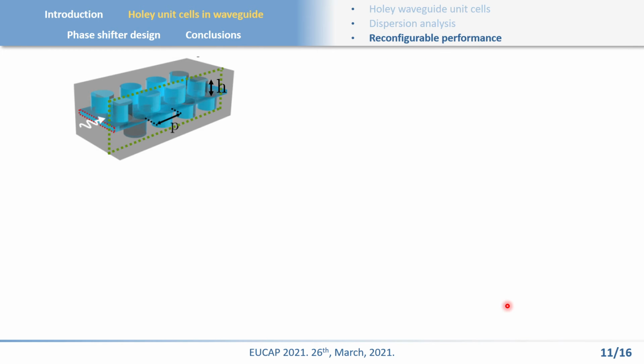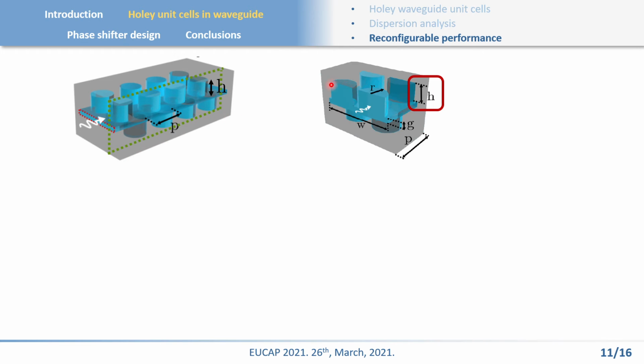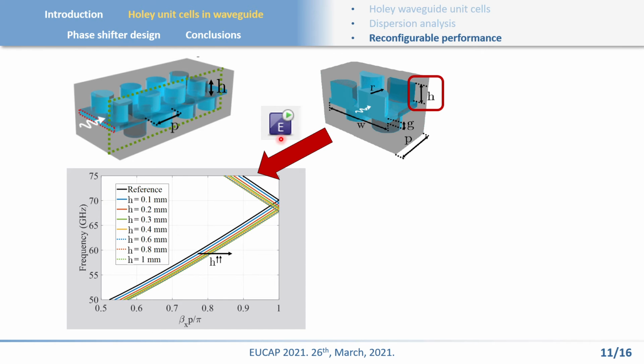Now, knowing this advantage, we focus our attention on the hole depth of the Glide-Symmetric unit cell. Employing the eigenmode solver, we represent in more detail the dispersion diagram when the hole depth increases. As previously said, the fundamental mode of the Holey unit cells moves to the right, modifying the phase constant but preserving the parallel behavior regarding the reference, which is a rectangular waveguide.